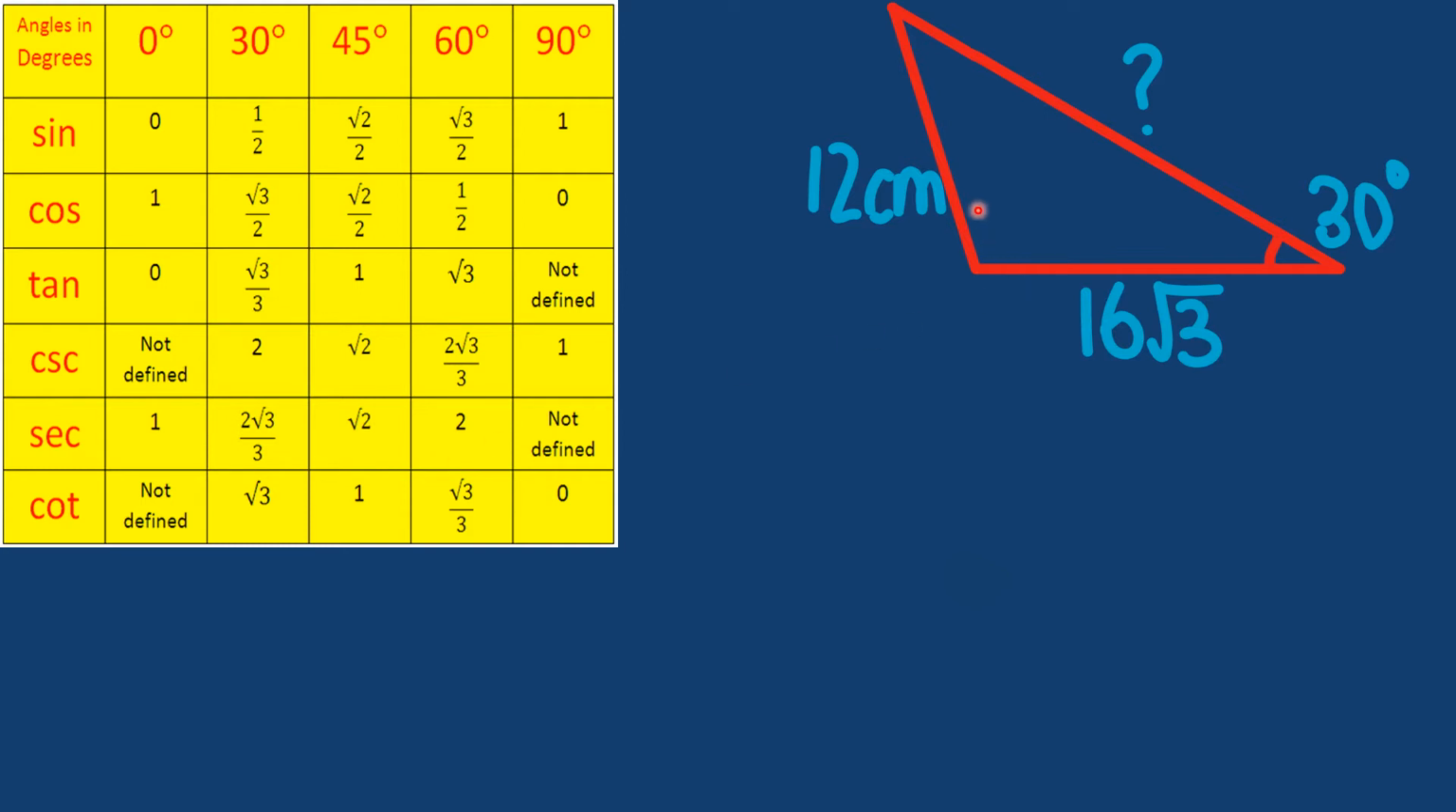So for example, this length, which I'm going to call the opposite, is 12 cm, and your adjacent is 16 root 3. Angle theta here is 30 degrees. What is the hypotenuse? Pause the video if you want to give this a try using the values here.